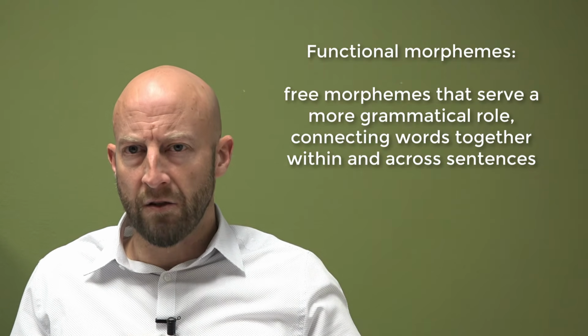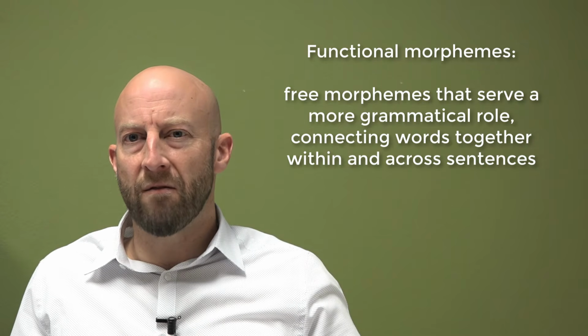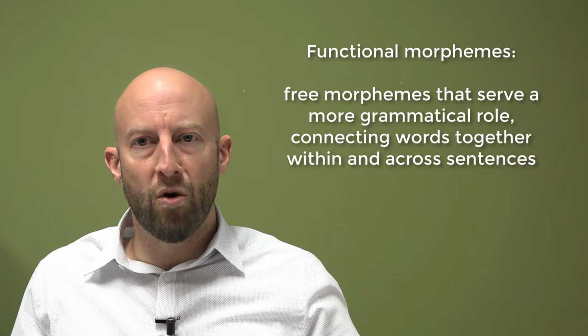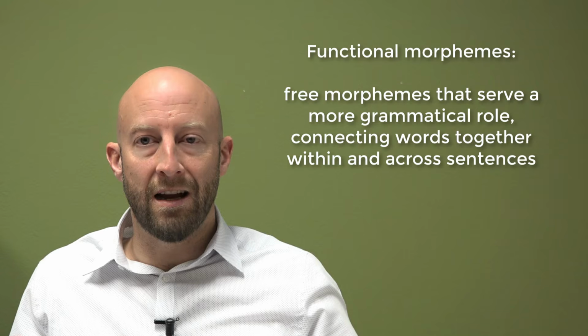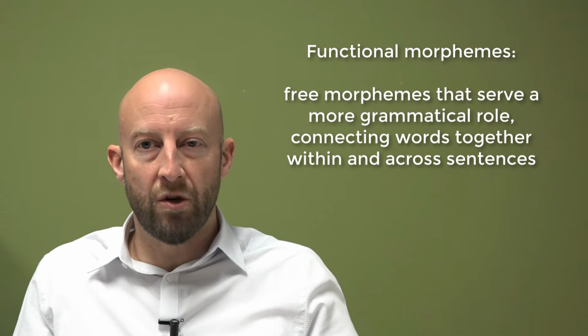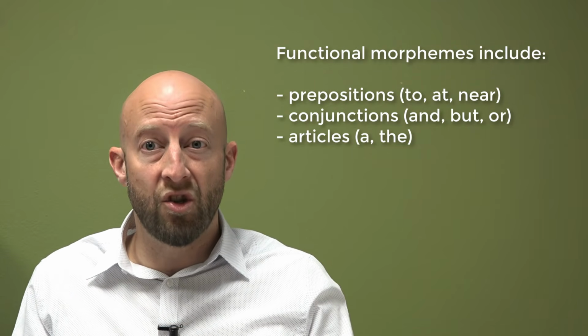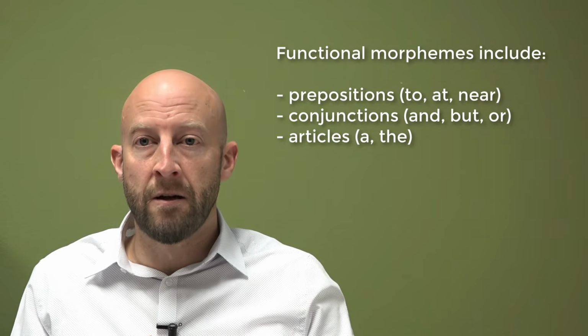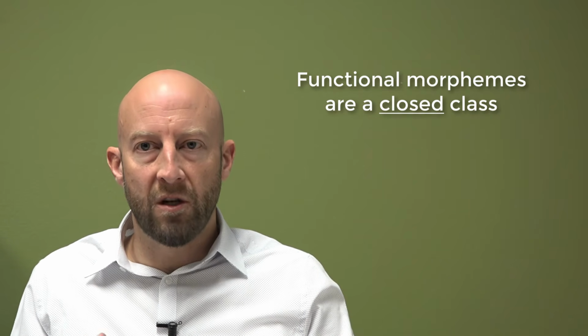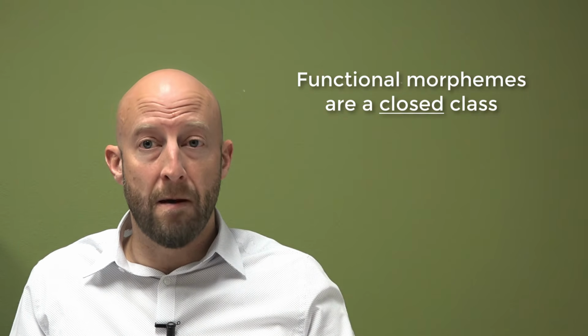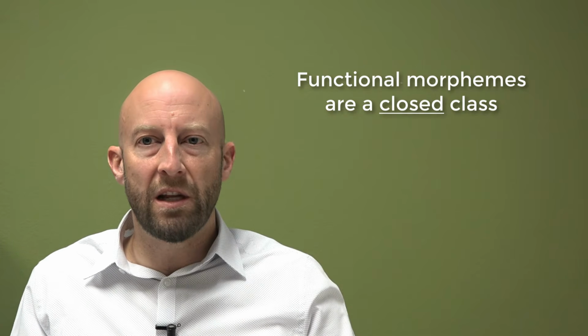Now, the other type of free morpheme is a functional morpheme. So functional morphemes, they don't really provide the content or the meaning of our utterances. Instead, these functional morphemes serve a more grammatical role by being the glue that links together words in a sentence. So these include categories such as prepositions, conjunctions, articles, pronouns even. These functional morphemes are a closed class, which means that they cannot accept new members, and they're harder to define. But again, a closed class means that you can't really invent, say, a new preposition or a new conjunction.